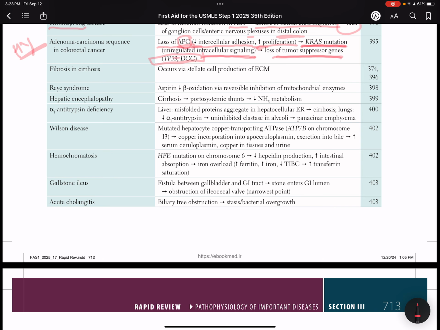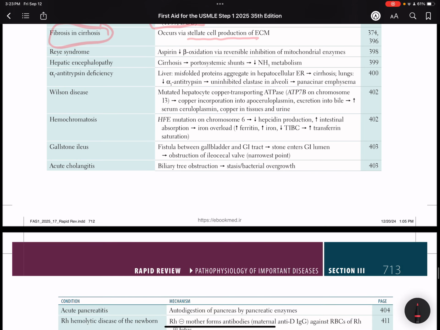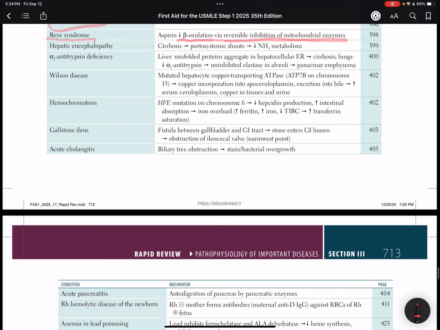What causes fibrosis in cirrhosis? Next condition, fibrosis in cirrhosis. This occurs via stellate cell production of ECM. Next condition, Reye syndrome. Aspirin causes decreased beta oxidation via reversible inhibition of mitochondrial enzyme. What causes hepatic encephalopathy? Hepatic encephalopathy is caused by cirrhosis, causing portosystemic shunt, which causes decreased NH3 metabolism.